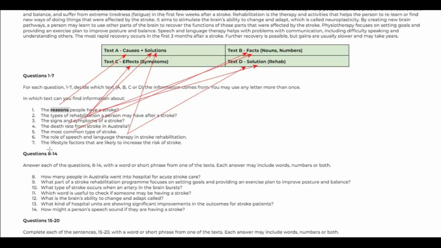Going to the seventh one, the lifestyle factors that are likely to increase the risk of stroke. Increase the risk of stroke. Causes? Do you agree with me? Causes? Yes, sir.